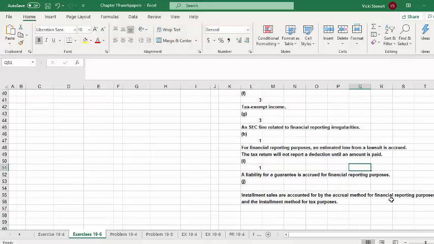J states that installment sales are accounted for by the accrual method for financial reporting purposes and the installment method for tax purposes. So we are reporting revenue on the financial statements prior to reporting it on the tax return. So this means that will be a future taxable amount or deferred tax liability.